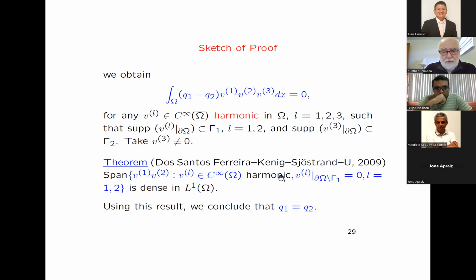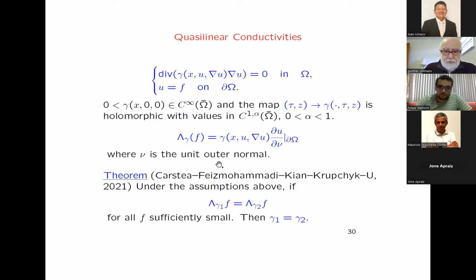And then using similar ideas, here you need to do multiple linearizations for a quasi-linear conductivity that depends on U and the gradient of U. In this case, you can define the Dirichlet-Neumann map in the same way. And then the result is that you can recover the conductivity uniquely in that case. Also, there are stability results and so on.